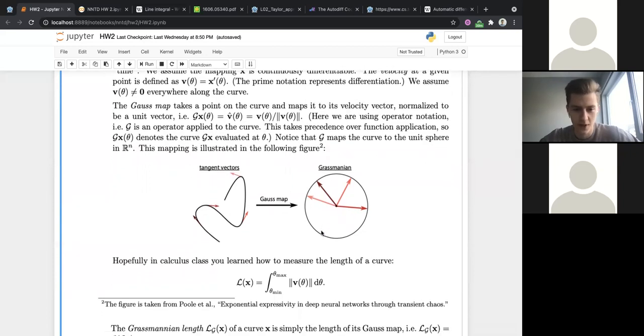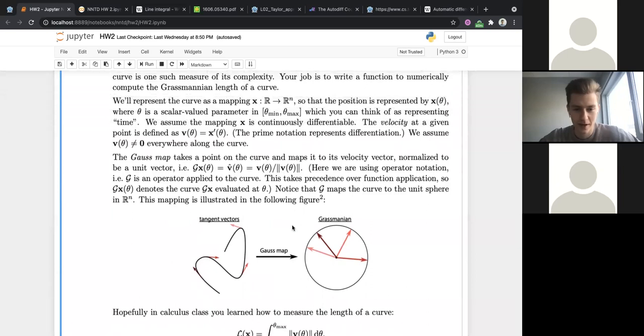And still, although it's a unit circle, it's still a curve in a way. It's kind of hard for me to think about it this way, but if you think about it, it's still the same thing. We get t as input here, and we get the output, a coordinate, like x and y in this case. So it is still a curve. And for this curve, we can calculate its length. That would be the Grassmannian length.